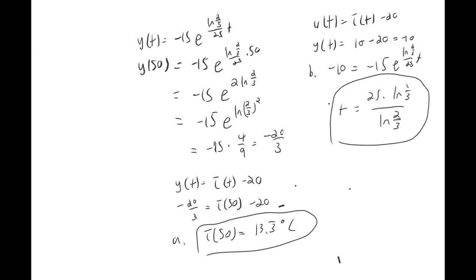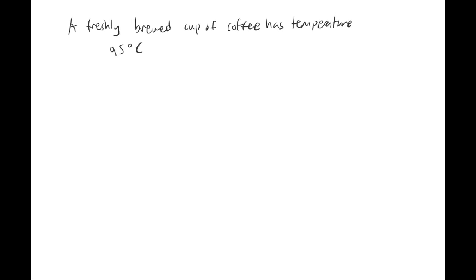Okay, so I'm going fast because I want to go over your homework question. So what is it? A freshly brewed cup of coffee has temperature 95 degrees. So it might be different numbers, but in a 20 degrees Celsius room, when is its temperature.